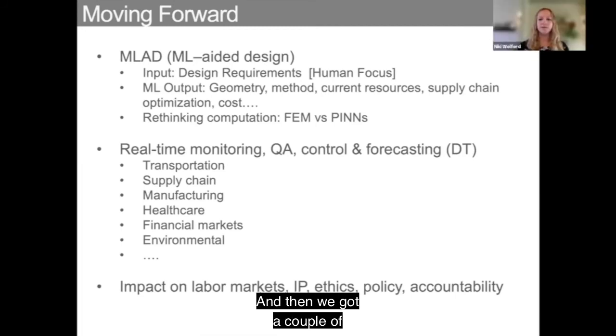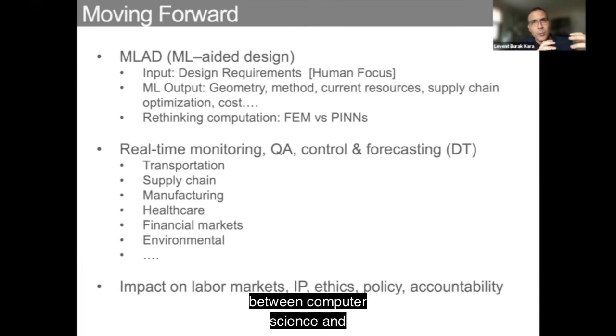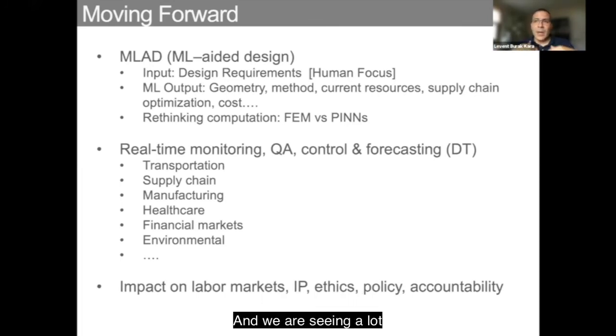Wonderful, thank you. And then we got a couple of questions that are very similar to this. So basically how we are taking this into the classroom to prepare CMU students and our future engineers. Oh yeah, so historically, CMU has been a wonderful place where the synergy between computer science and the engineering college has existed for decades now. And we are seeing a lot of interest in machine learning and artificial intelligence, both from the machine learning department, the School of Computer Science, as well as the College of Engineering. So there are many, many different courses offered across the campus.